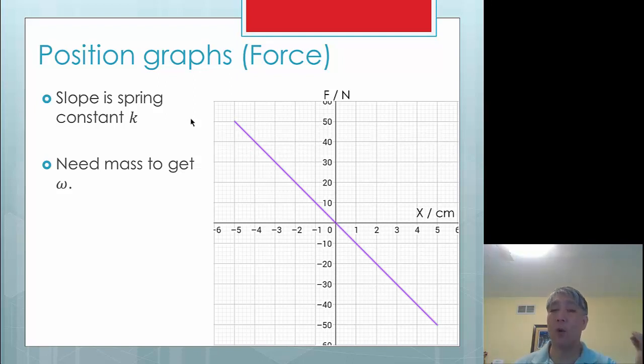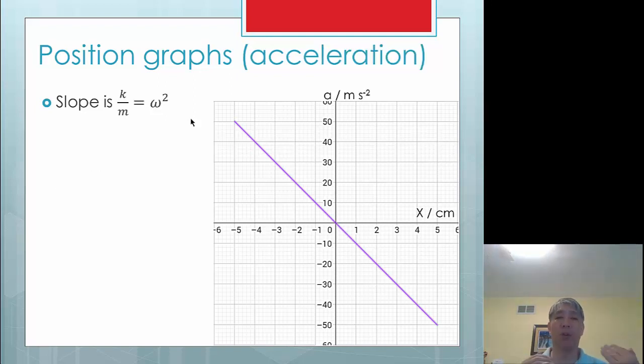To get omega, I'm going to need to know what my mass happens to be, because once I have mass, I can get acceleration from there. Or remember that omega is equal to the square root of k over m. So if I have an acceleration displacement graph, my slope is that k over m, or that omega squared. Remember to take an absolute value, it's minus omega squared.